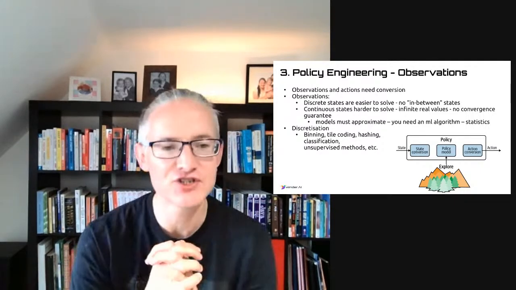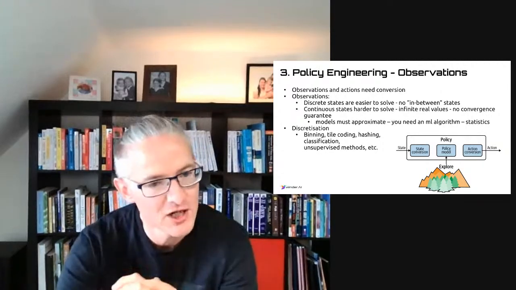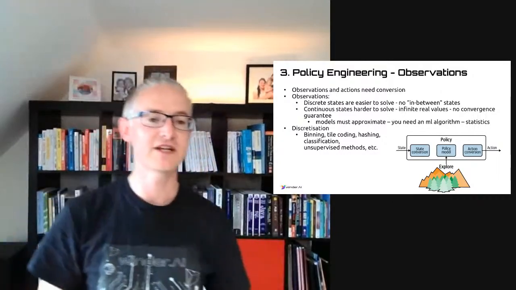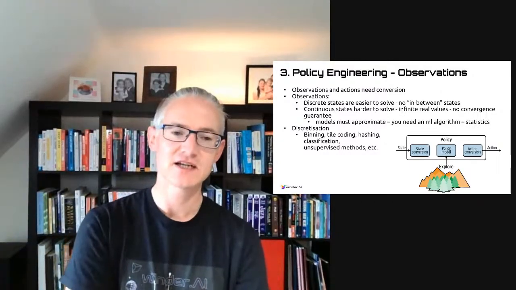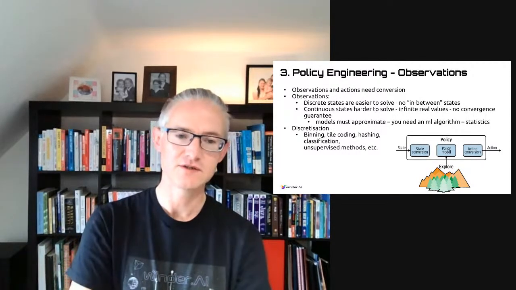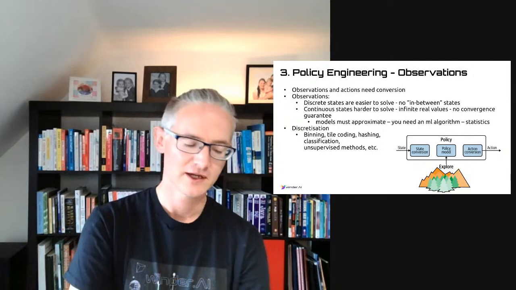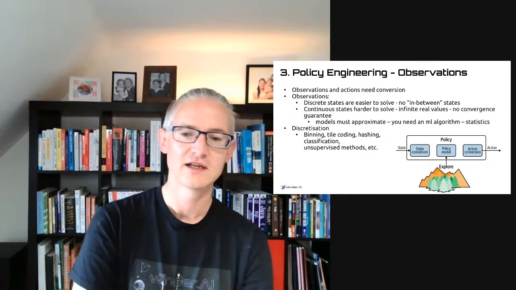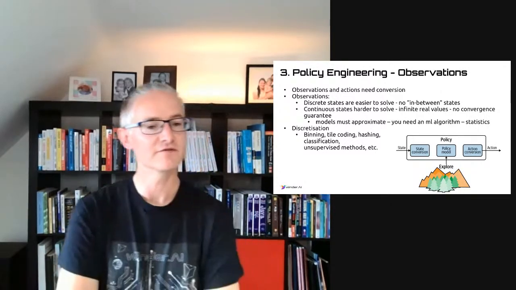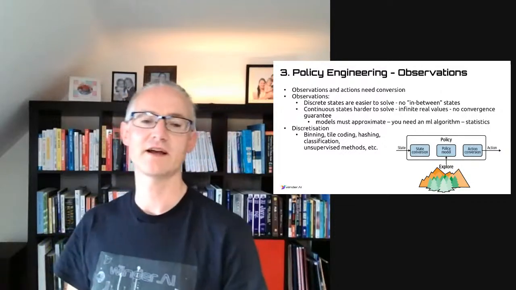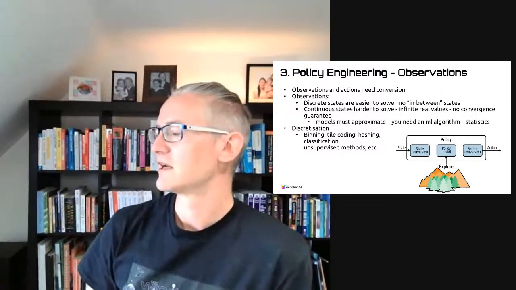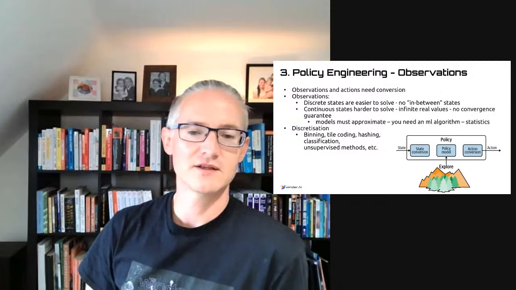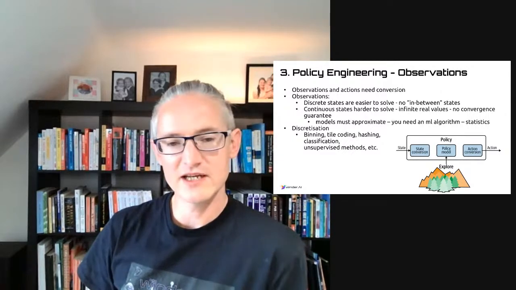Okay. So let's step back a little bit and talk about a few of the common observations that you might see. Basically, they usually come in the form of discrete observations or continuous ones. You can turn continuous states into discrete states with things like binning, coding, hashing and simple classification models. Is it greater than 50 or less than 50? Things like that. So you can turn them into discrete states or observations. But the interesting thing to note is that the continuous states are generally harder to solve.